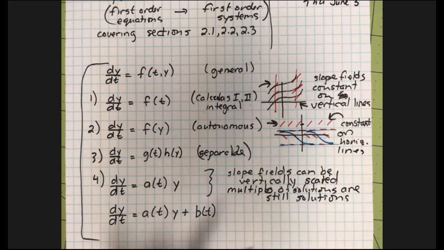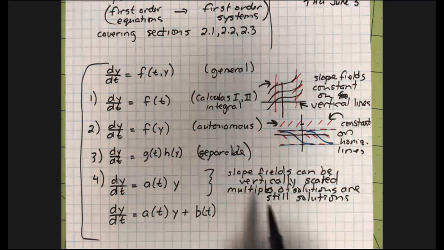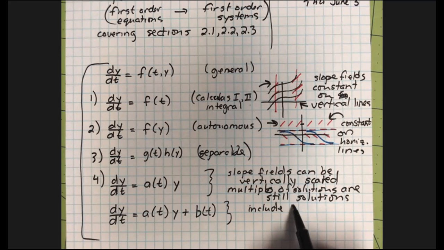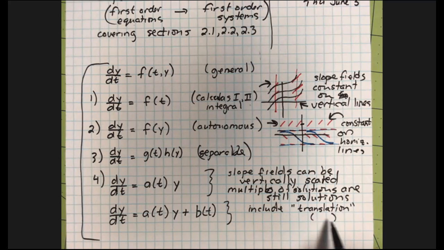And then the last case we talked about, which we'll expand on in chapter three, much greater, called the linear case, homogeneous and non-homogeneous. And here, in the homogeneous case, slope fields are vertical scalings of each other, and multiples of solutions are still solutions. And in the non-homogeneous case, then we also include translation of solutions. But I want to be very cautious about how I use that word translation. So I'm just previewing something for later.